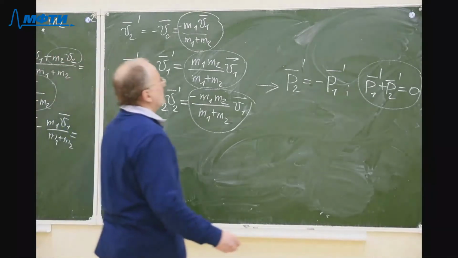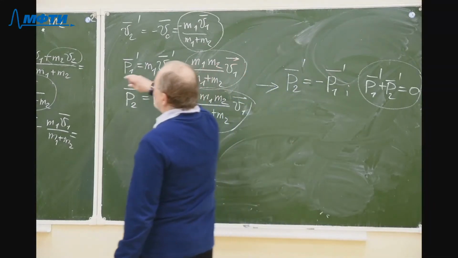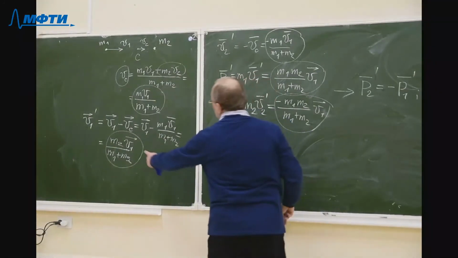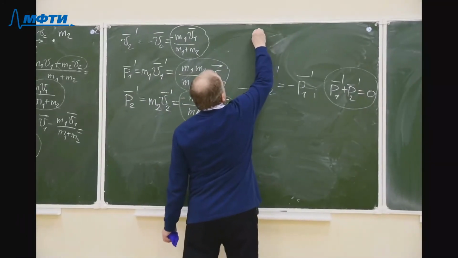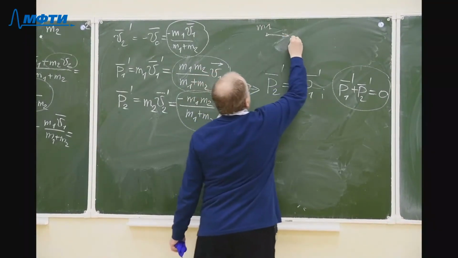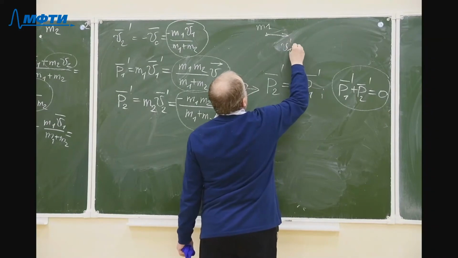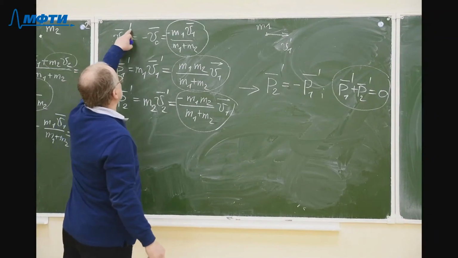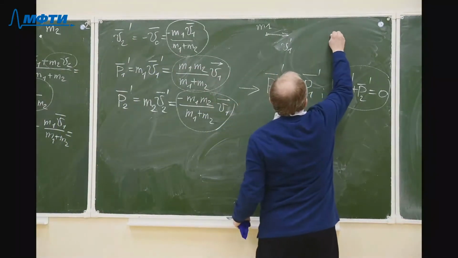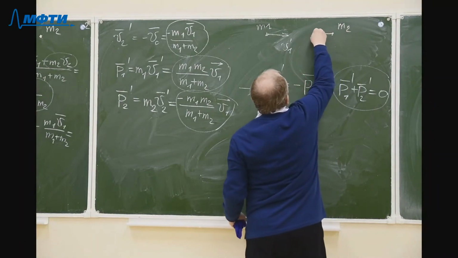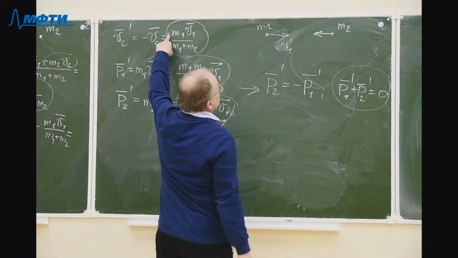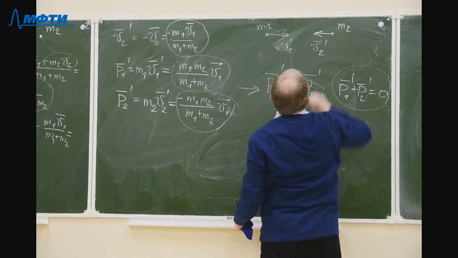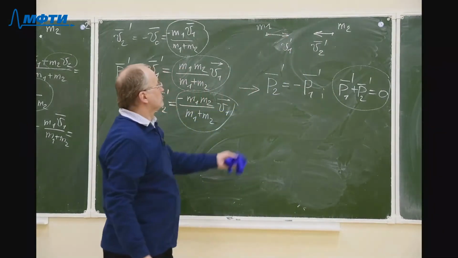So what happens in the center of mass reference frame? The first particle, m1, moves with velocity v1 prime. We have calculated it. And the second particle, m2, moves with velocity v2 prime. We have also calculated it. It has the sign minus, which means that these two velocities have opposite directions. So that's what happens in the center of mass.